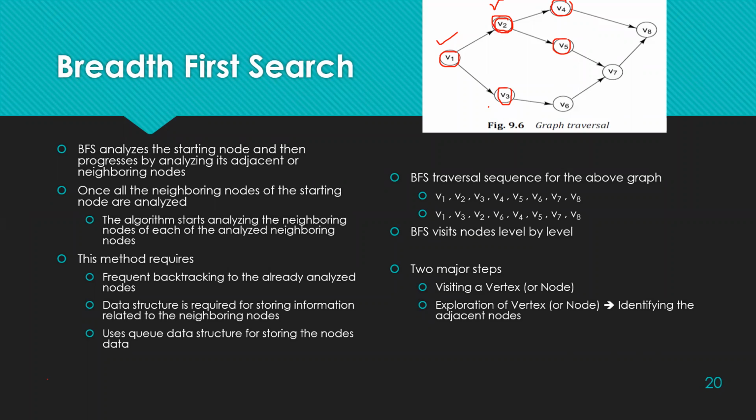Now again, you can see that there is a V3 which is present over here. V4 and V5 are given. So now I can consider the next node over here. It might be 4. For 4, 8 is the neighboring node.